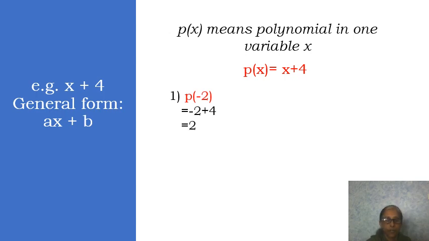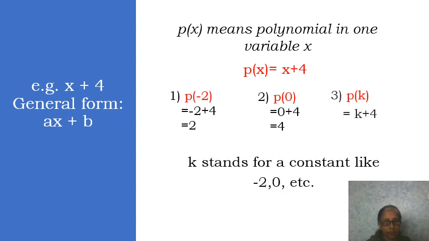Now we'll take one more example. P of 0. That means in the place of x you are having 0, so substitute for x as 0. You will get 0 plus 4 equals 4. Now what happens if it is p of k? K is a constant. So just substitute for x as k. You will get k plus 4. Is that clear? So just remember k is a constant.